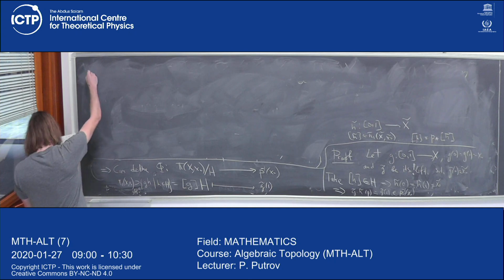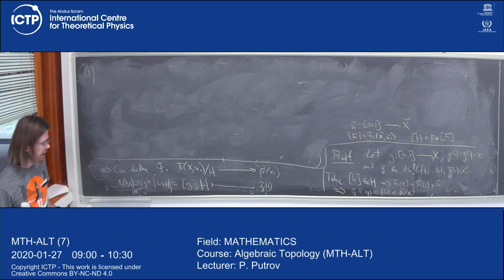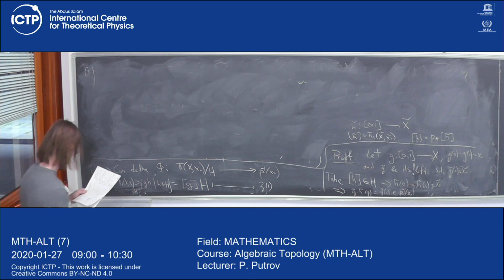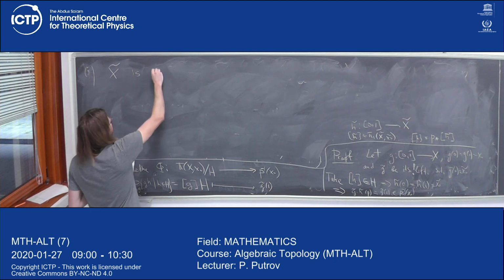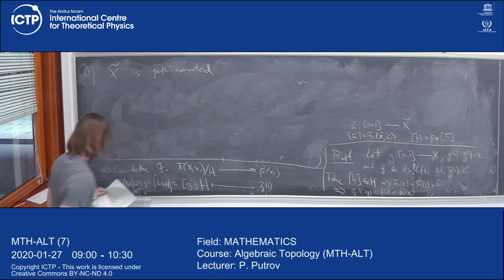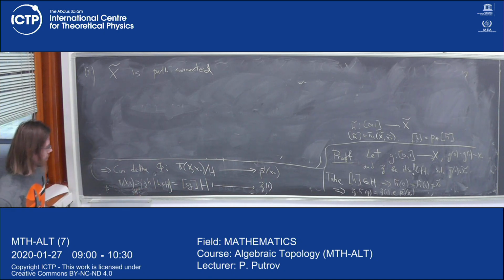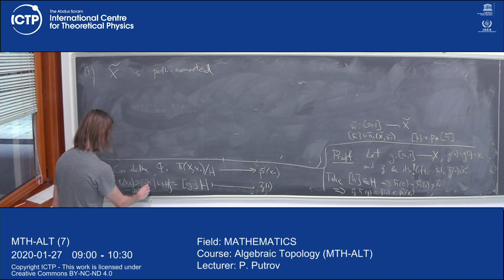So we want to show that this is actually a bijection, and again one way to show it is to show that it is both surjective and injective. So first let me show that this is surjective. X is path connected. Here, of course, I need classes.